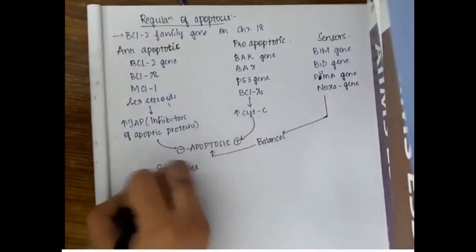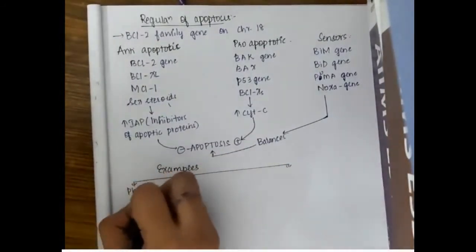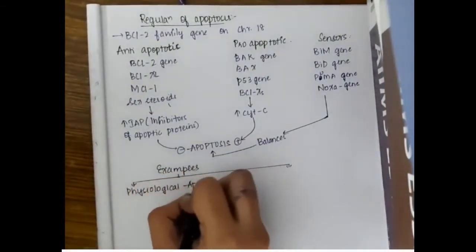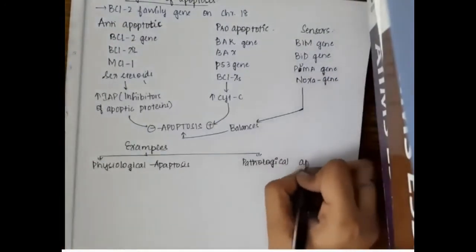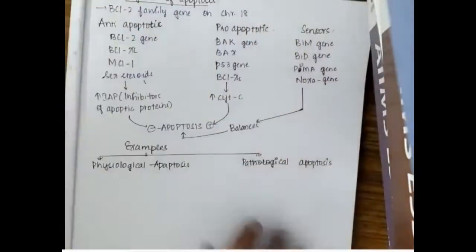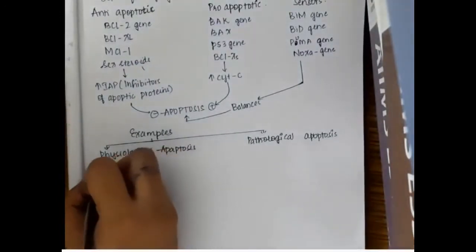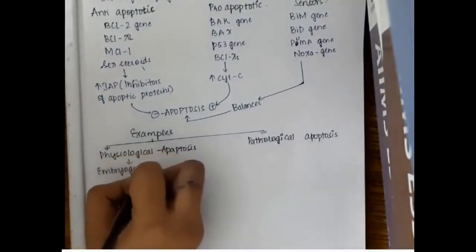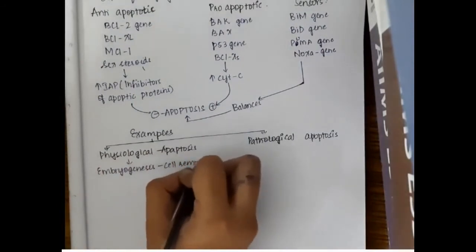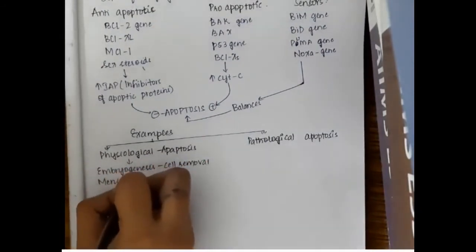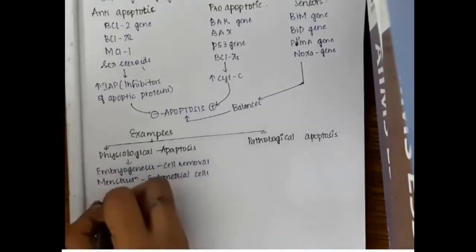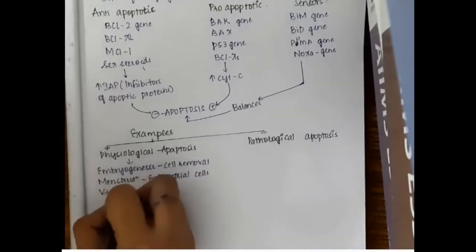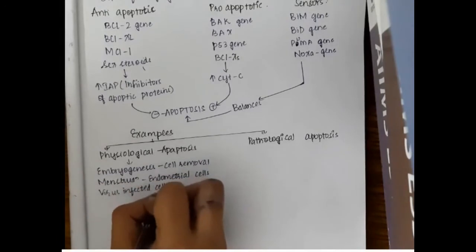Now the next are examples of apoptosis. As we have already discussed in the last class, apoptosis can be either physiological or pathological, whereas necrosis is only pathological. Physiological examples of apoptosis are: in embryogenesis, lots of cell removal occurs through apoptosis. In menstruation, endometrial cells are removed through apoptosis.